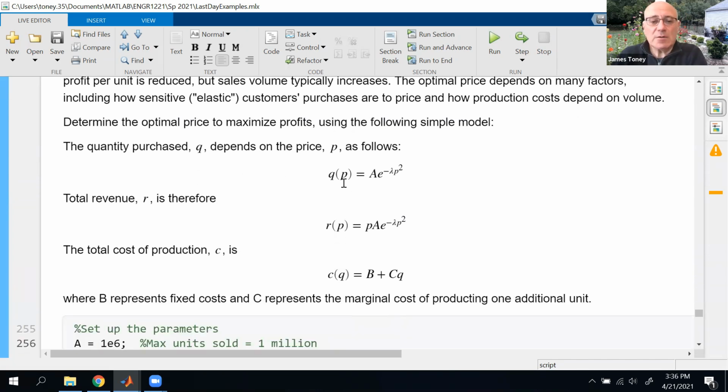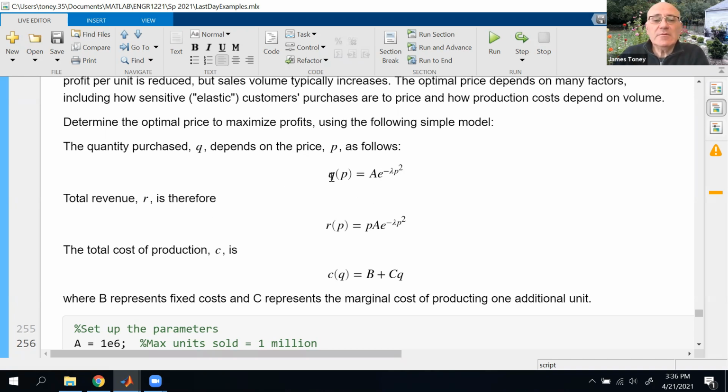And what I'm going to assume as a model is a Gaussian function that looks like this, which says the quantity purchased will be a function of the price. And it goes as some constant times e to the minus some other constant, p squared. And of course, I just need to pick some values for those parameters, a and lambda. And the reason I think this is a reasonable model is that it goes to 0 asymptotically as p increases. And so no matter how high you price something, somebody is willing to buy it. Just fewer and fewer people are willing to buy it as you raise the price.